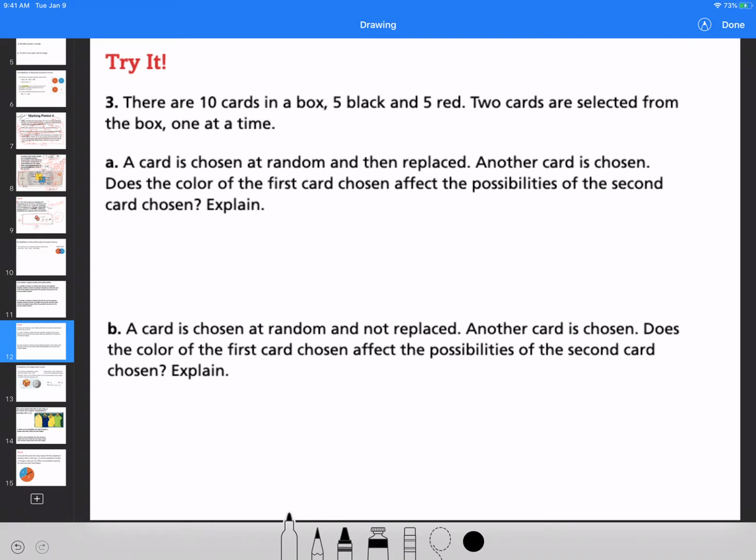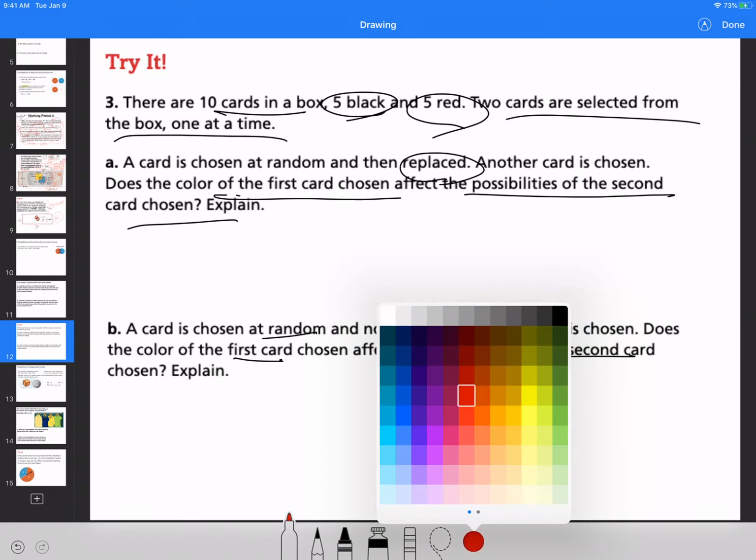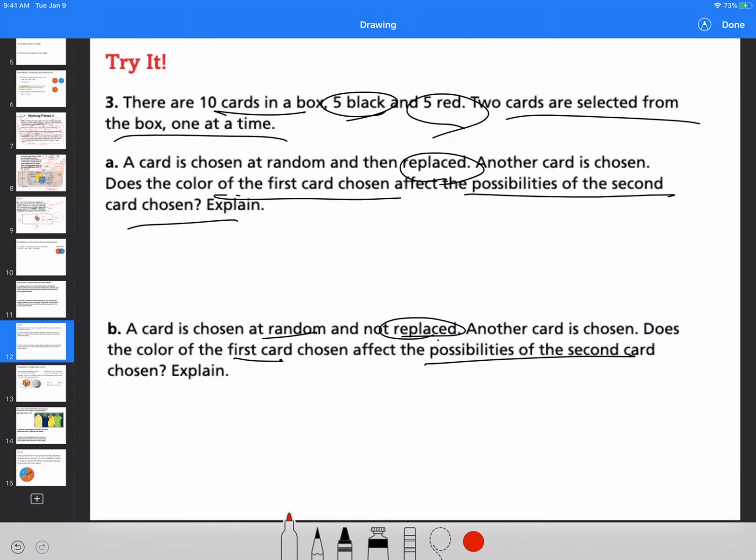Let's take a look at another one. So try it. There are 10 cards in a box, 5 black and 5 red. 2 cards are selected from the box one at a time. A, a card is chosen at random and then replaced. B, a card is chosen at random and is not replaced. Does the color of the first card chosen affect the probability of the second card? How would you be able to write the answers down? Pause the video and then let me know.